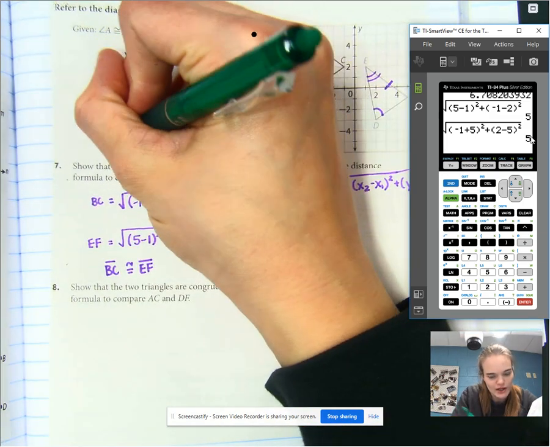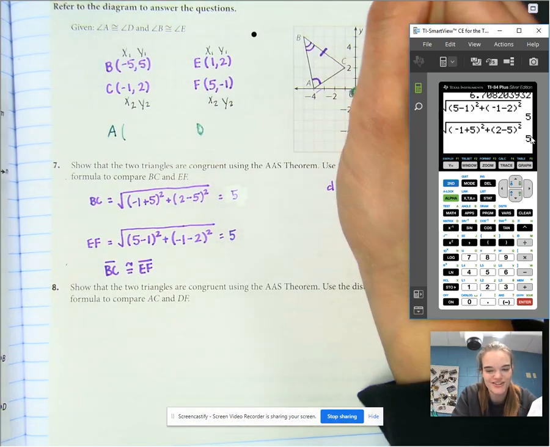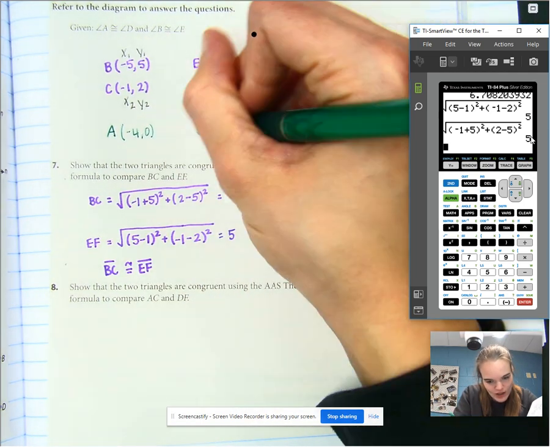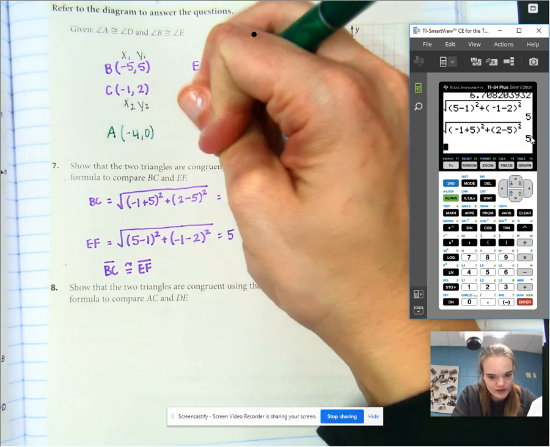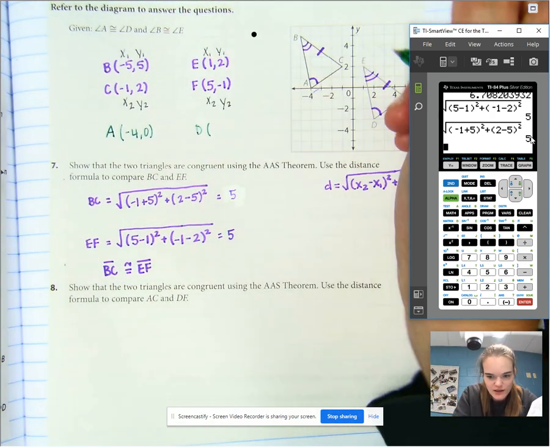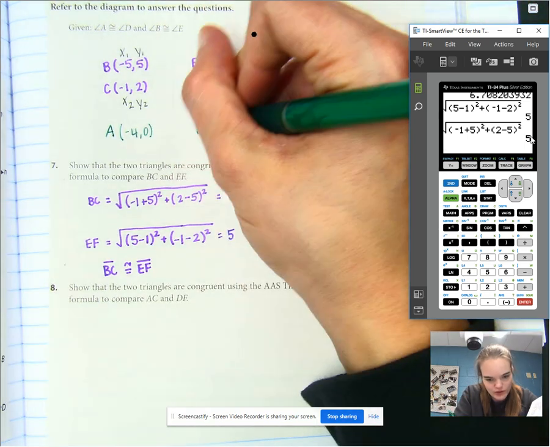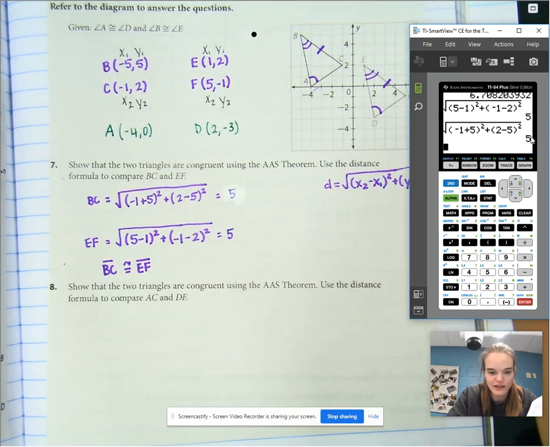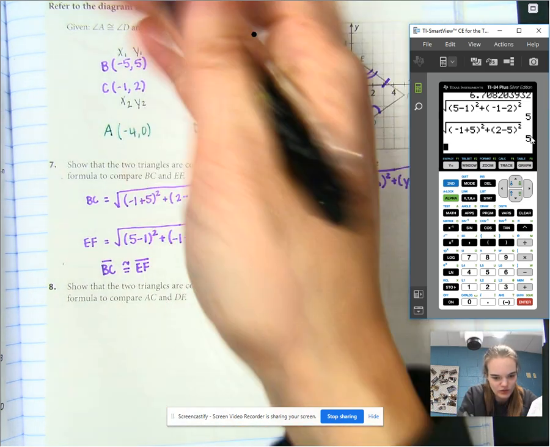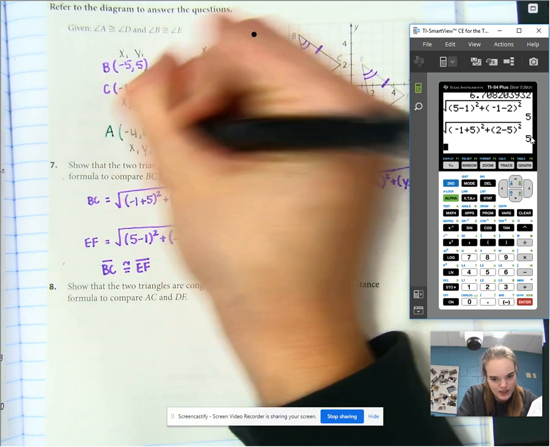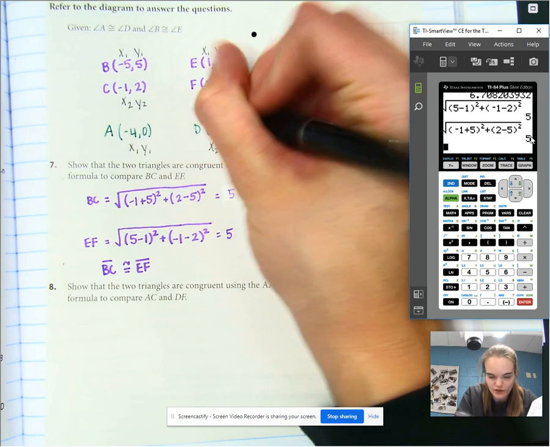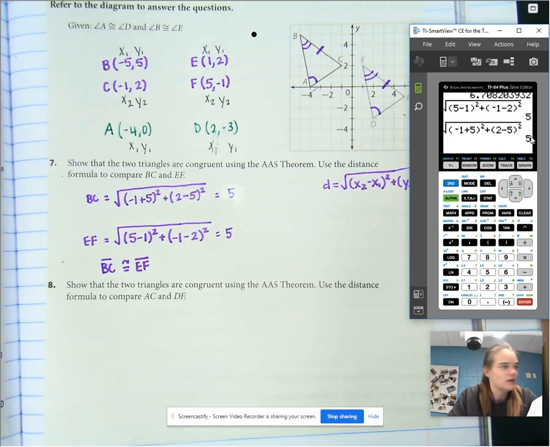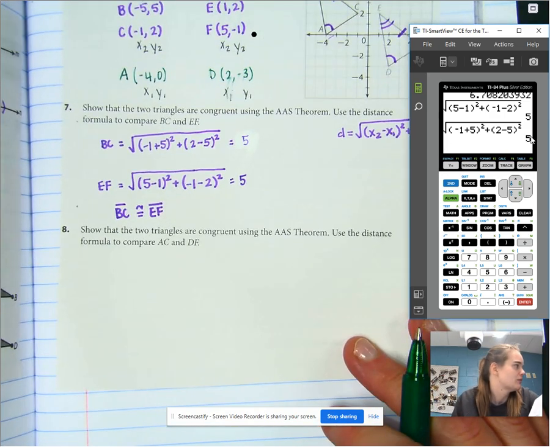So we're just going to list A and D here. Okay, so for number 8, I want you to pause it and try it on your own. A is at negative 4, 0. And D is at 2, negative 3. And we've already got C and F up here. And I'm going to go ahead and leave C and F as X2, Y2, and I'm going to make A X1, Y1, and D X1, Y1. So label them just in case you never know what's going to happen to you.